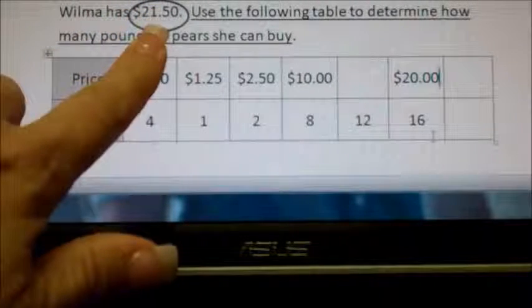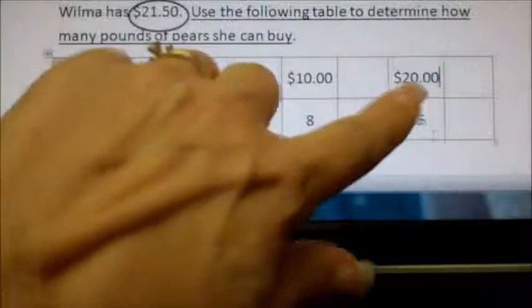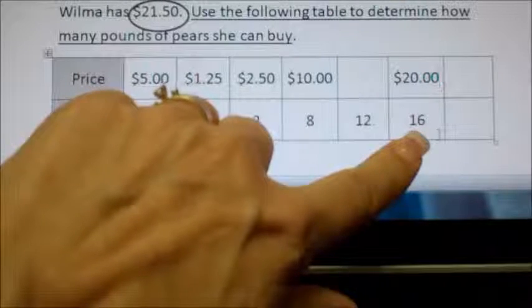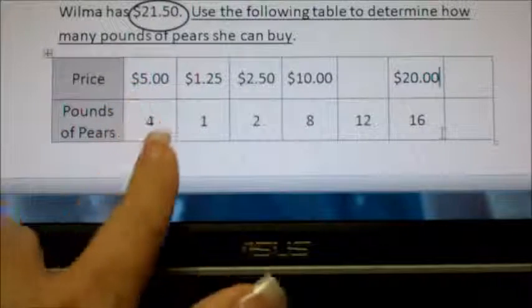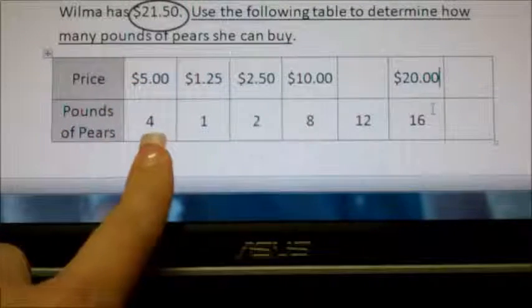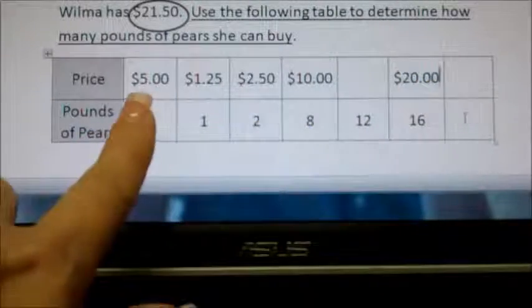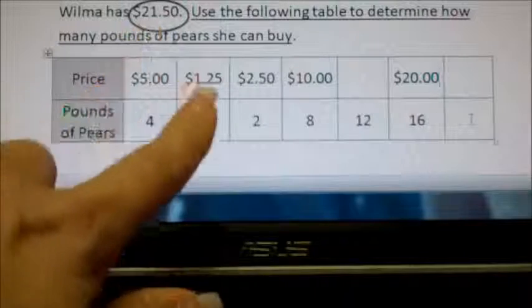How much money do we have to spend? $21.50. $20. How close can I get to $21.50 without going over? Let's look at our chart. If I add another 4 pounds to this, it would be 20 plus 5, which would be 25. That is over $21.50.